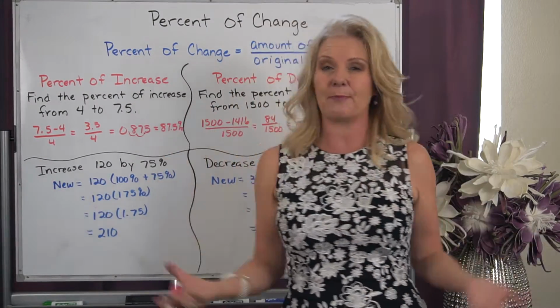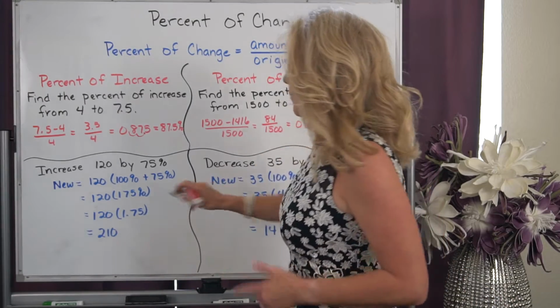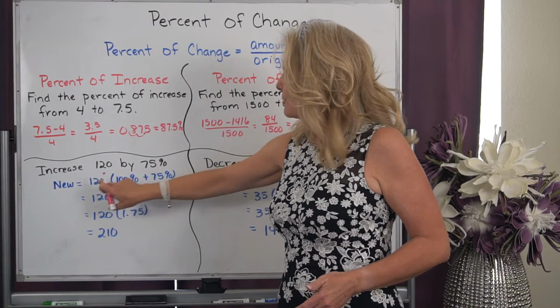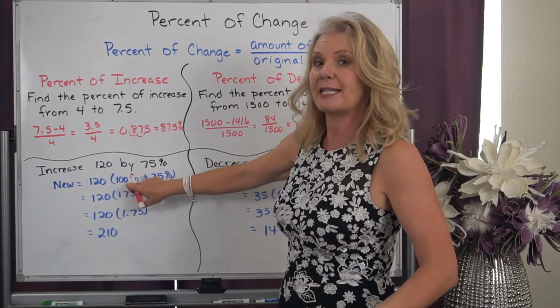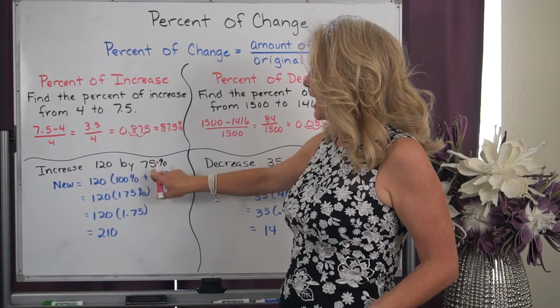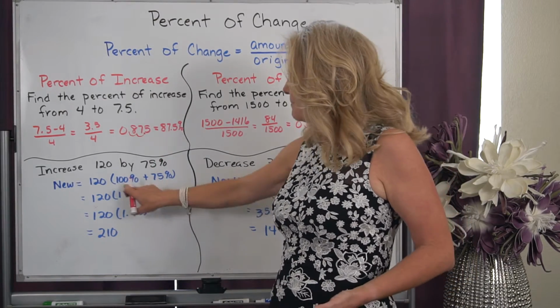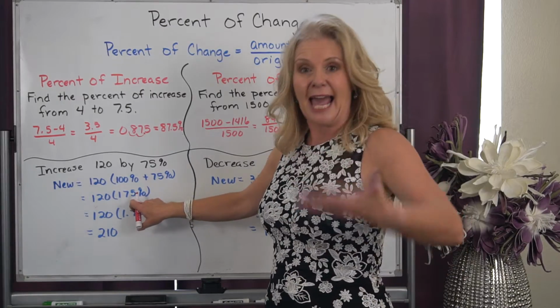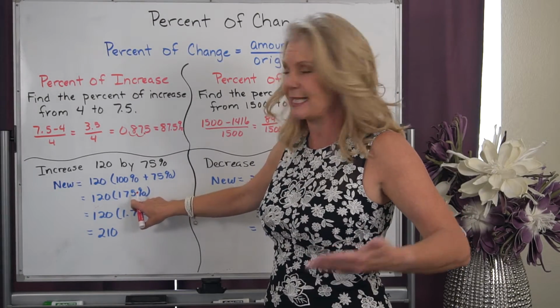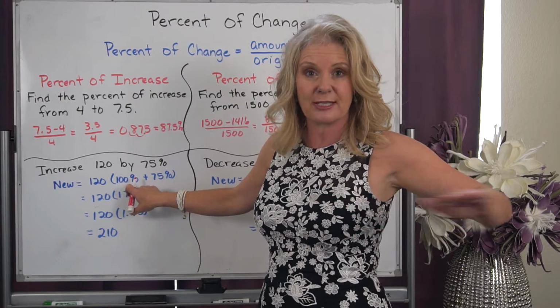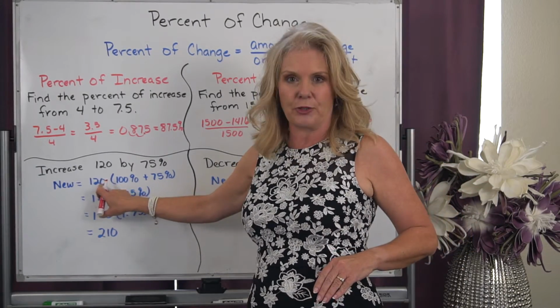And I'm just going to set up an equation for that. Now, where I start at 120. That represents 100% of my starting point. Then I'm going to go up by 75%. So that it means that I'm going to go up actually 175%. That beginning point of 100% is important. That's where we're starting. We're starting at the 120.